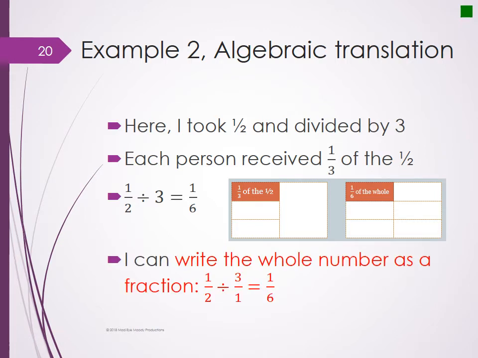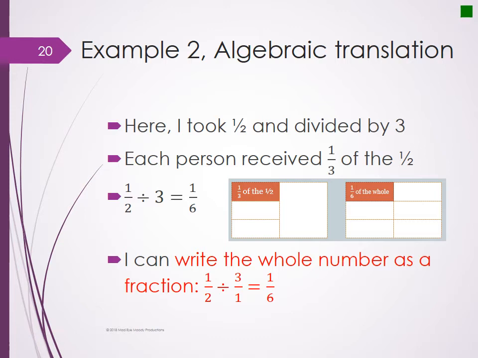Important thing to do here is to write the whole number as a fraction. We want all of our numbers in our equations to be in the same form. And this will be important later. If you have a fraction and a decimal in the same equation, you want to convert them so that they're in the same form, either both fractions or both decimals.